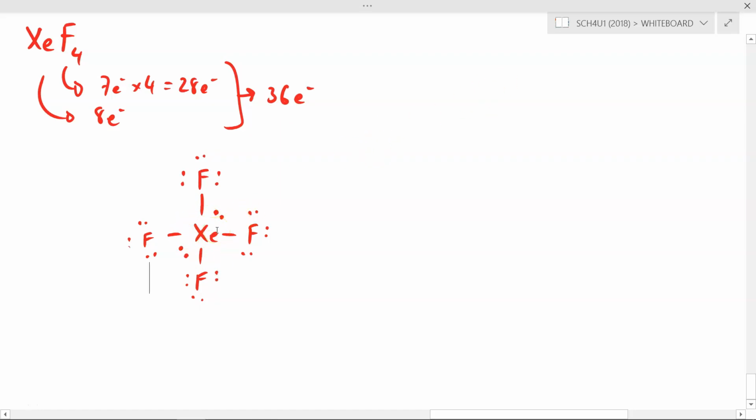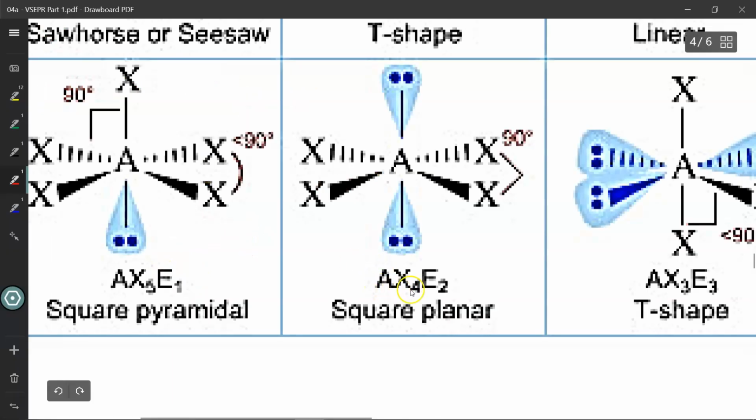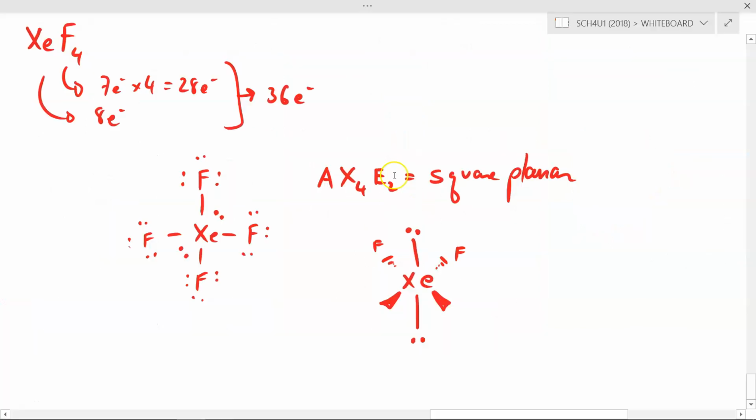As such, the AX formula for this will be A for the central atom of xenon, X4 because there are 4 fluorines, and E2 because of the 2 lone pairs. AX4E2 has a square planar geometry where 2 of the fluorines will pop out of the page, 2 will pop into the page, and the lone pair electrons will be on the plane of the page. And thus would be our 3D structure. So square planar because it makes a square shape all in one plane.